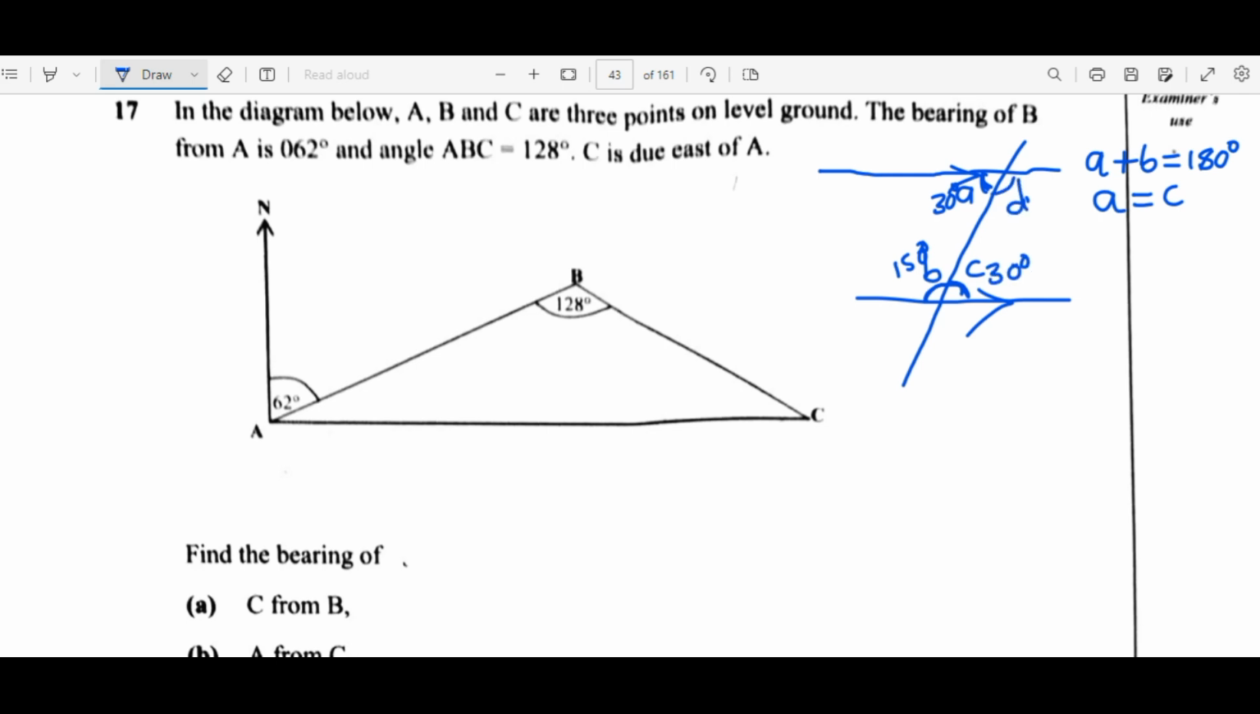What of D and C? D and C is the same pattern. We'll say D plus C is equal to 180, so here must have 150. So these angles add up to 180, so do these. Then these are equal to each other. Even this angle is equal to this angle.